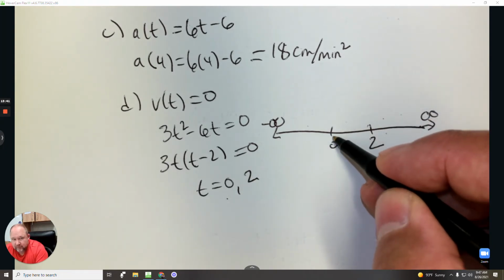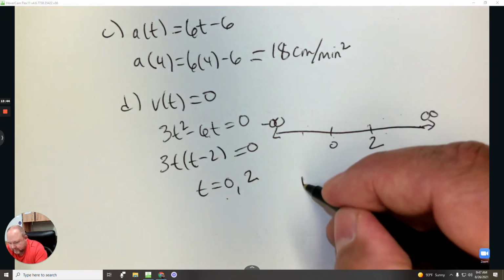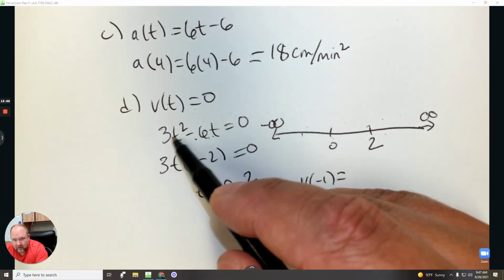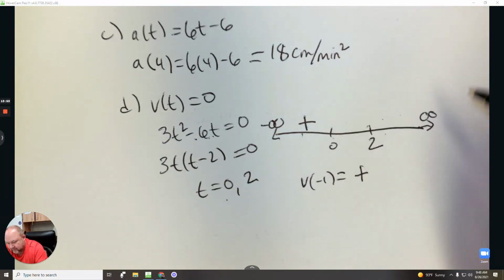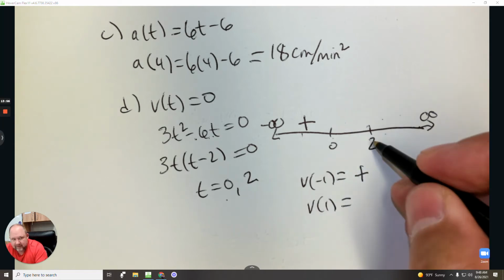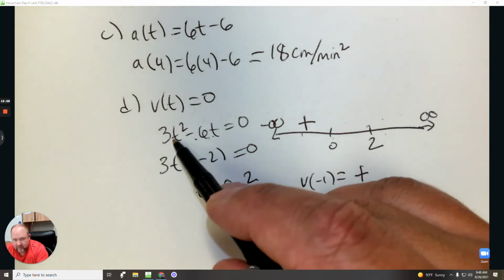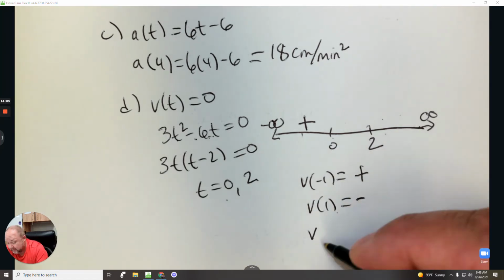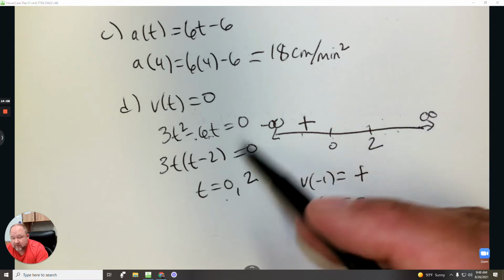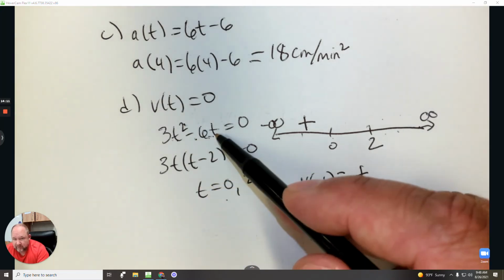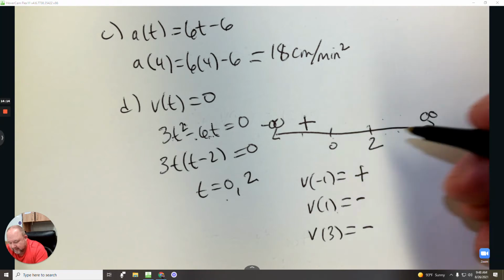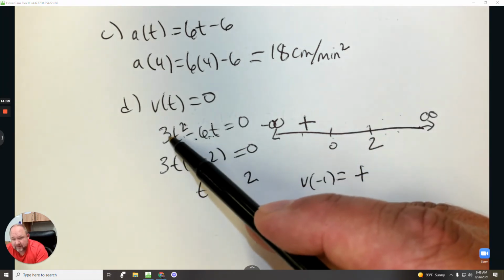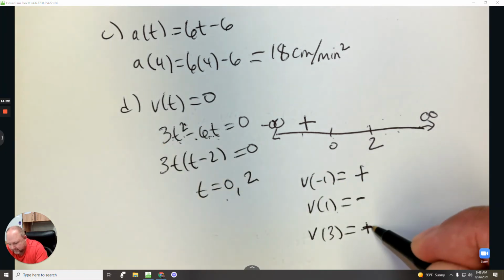So pick any number smaller than 0 and plug it into the velocity. So if I plug in -1, I get 3, a negative times a negative. All of this is positive, so you get a positive answer. If you plug in a number between 0 and 2, like 1, if you plug 1 into the velocity, you get a negative answer. Again, I'm not focused on the actual number, but whether the answer is positive or negative. Plug any number bigger than 2, so like 3. Let's try it again. So plug in 3, silly me, that's 9 times 3, that's 27, take away 18, so that's a positive answer.